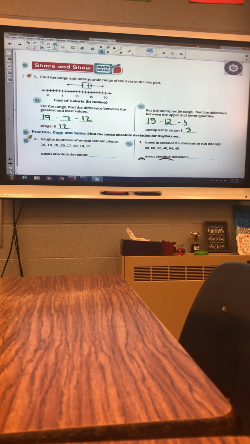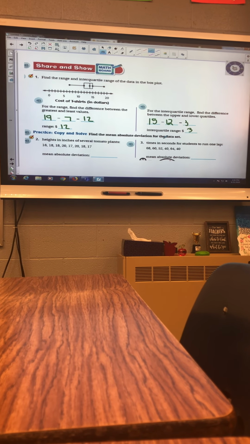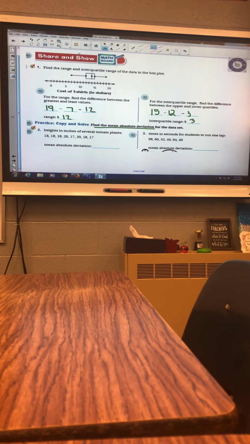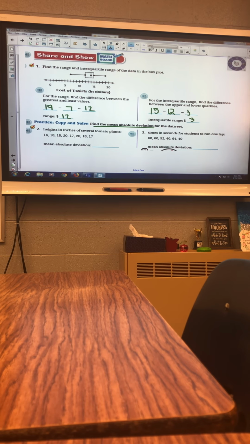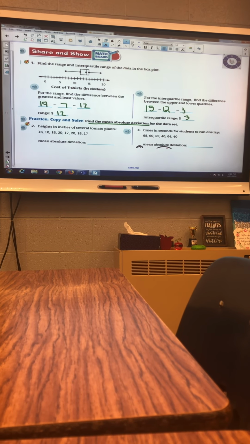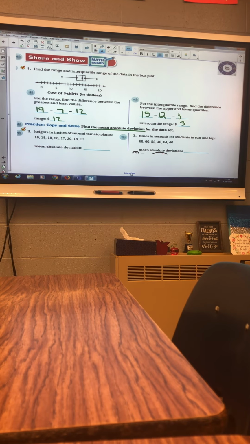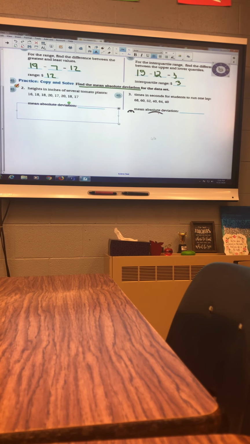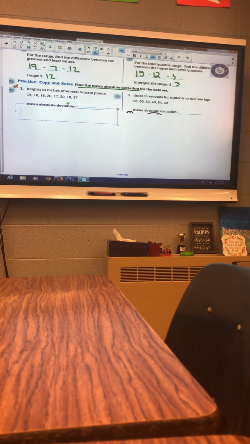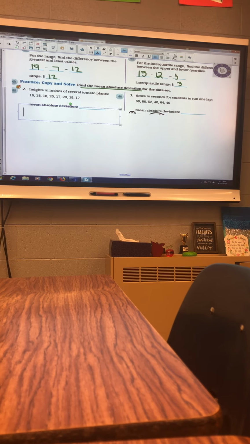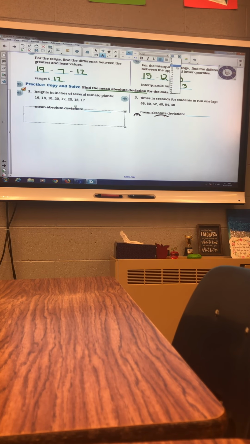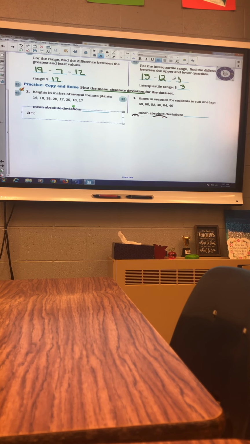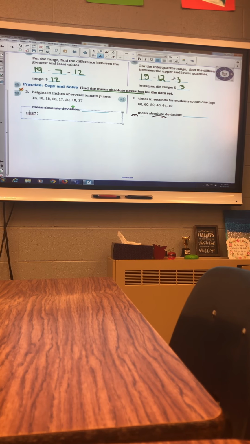Okay. All right, now we can look at number 2 and 3. It says find the mean absolute deviation. I'm going to do it with a text box just because I think it might be quicker. Okay, so the mean absolute deviation. So the first thing we have to do is find the mean.